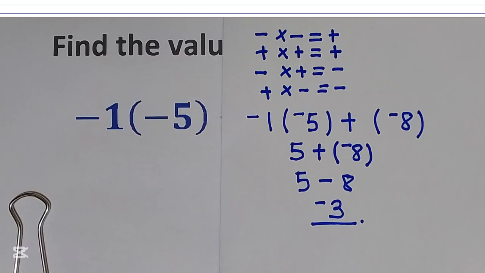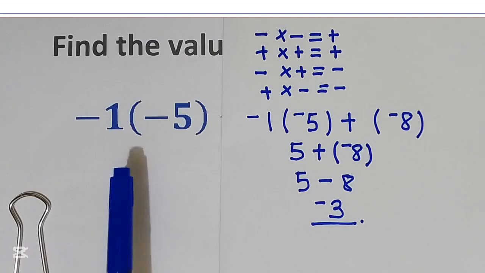I hope you understand this integer question. For more questions on integers, you can check my playlist over here.